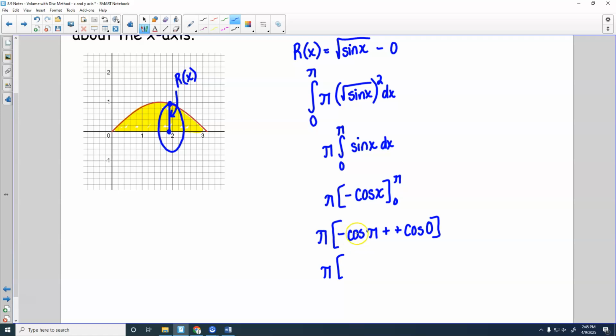But for the unit circle, what is cosine of pi? Negative 1. And what is cosine of 0? 1. So that double negative right there becomes positive. You're going to get 2 pi for your answer.